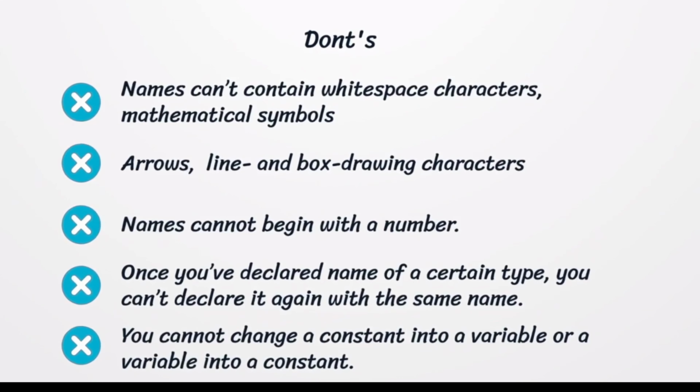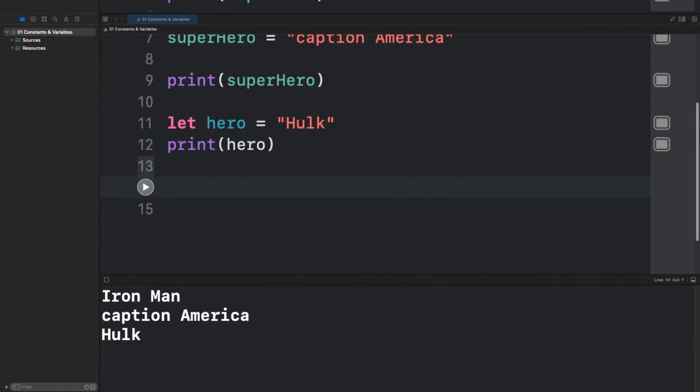Once you have declared a name of a certain type, you cannot declare it again with the same name, which means if you have declared a variable a of type integer, you cannot declare it again as a of type string. You cannot change a constant into a variable or a variable into a constant. In Swift, you can provide a type to your constant and variable while you declare it, just to be clear about the kind of values the constant or variable can store. This is known as type annotation.